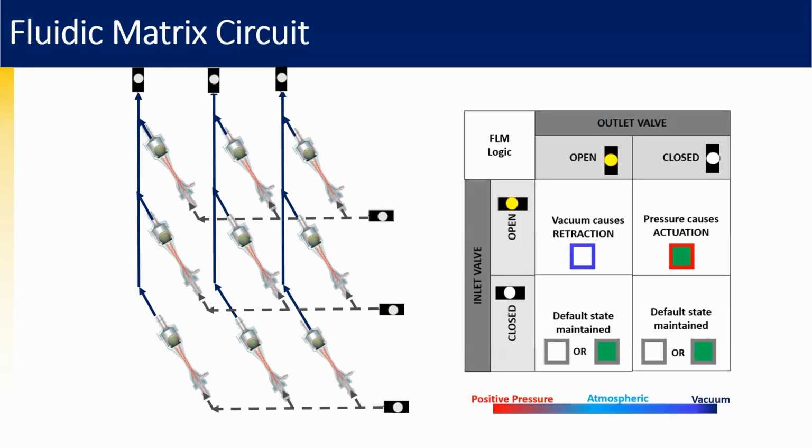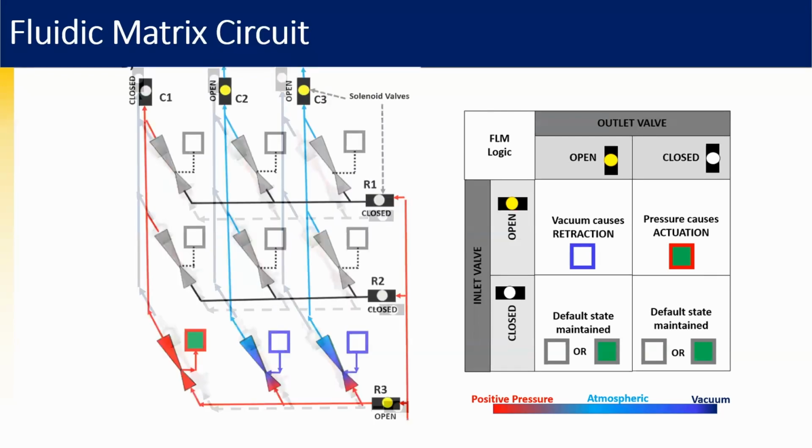The array of actuators connected to the fluidic matrix circuit was refreshed sequentially by addressing each row within the matrix for a short period of time. As you can see in this illustration, opening the R3 valve enables mass flow through the inlet for the last row. However, the state of the solenoid valve and the outlet for each column determines the state of the actuator. Thus, we can actuate and retract an array of actuators by controlling the mass flow through the corresponding row and column.